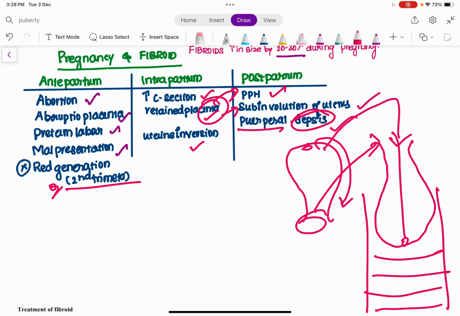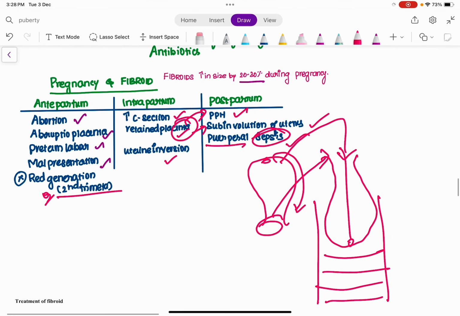So please take a screenshot of this case. If there is a question of fibroid in your upcoming examinations, if you write this term pregnancy and fibroid and divide it into 3 subcategories and write, it might help you in getting some extra marks. So antepartum, abortion, abruptio placenta, preterm labor, malpresentation, red degeneration which happens in the second trimester. Intrapartum, increase in chances of C-section, retained placenta, uterine inversion. Postpartum hemorrhage, subinvolution of the uterus and puerperal sepsis which is the infection.